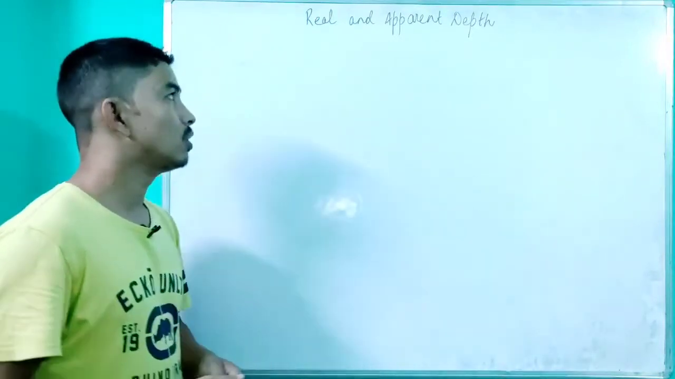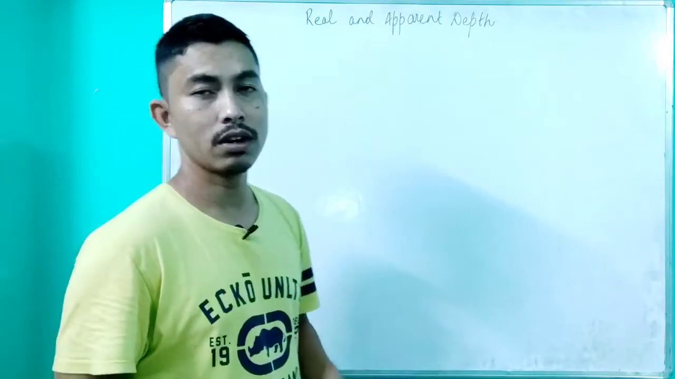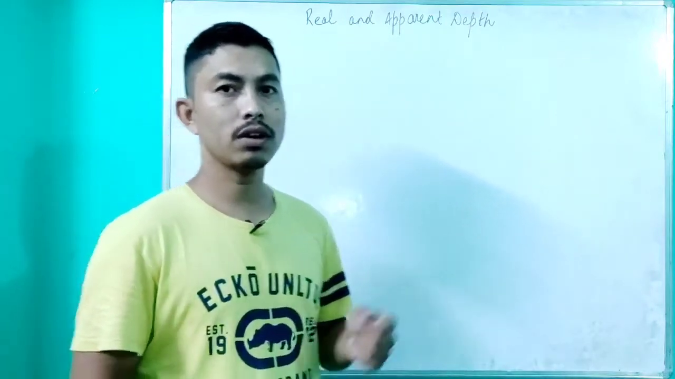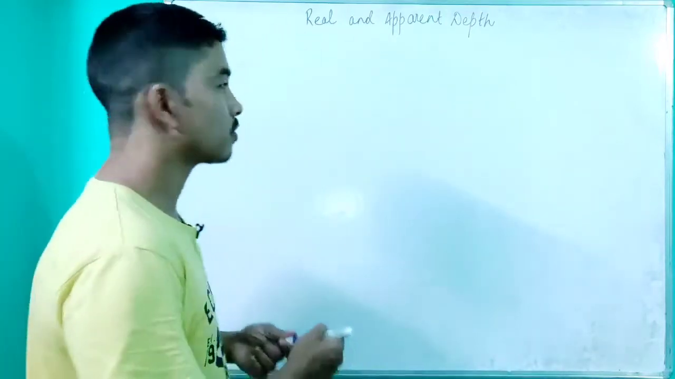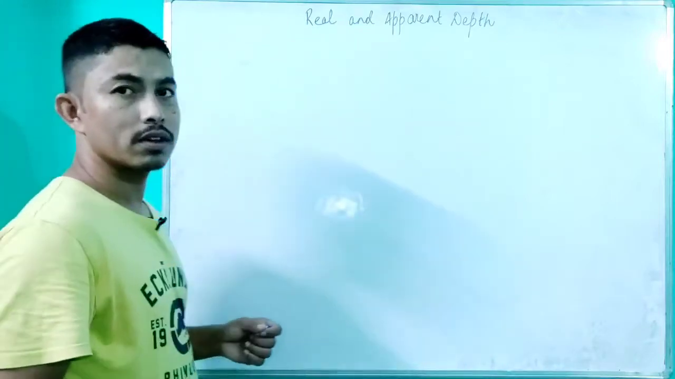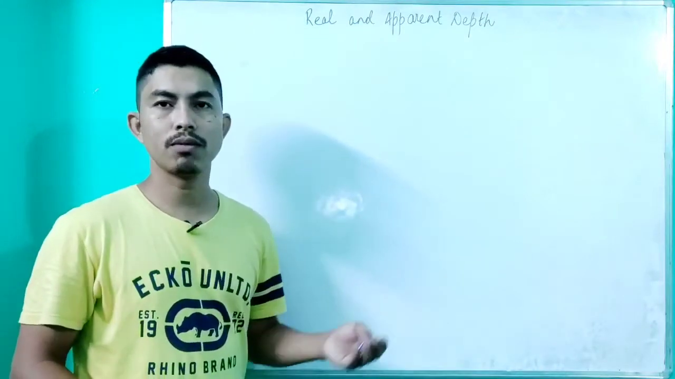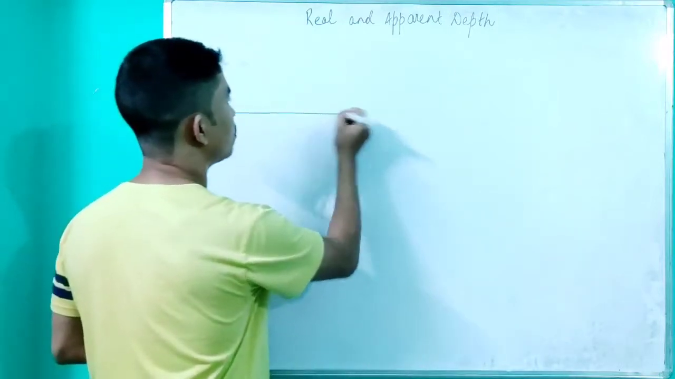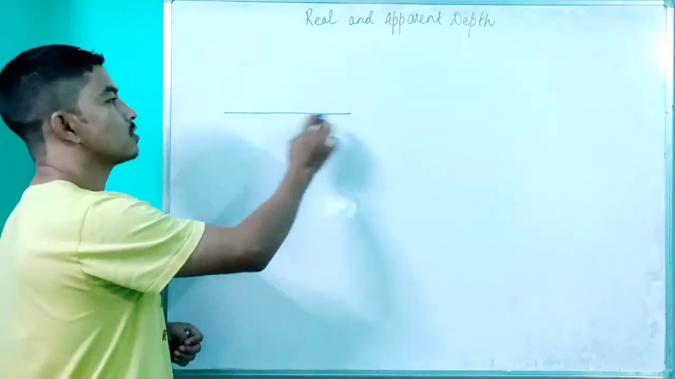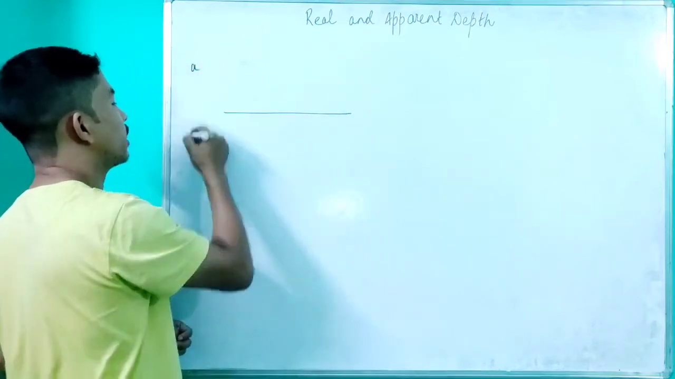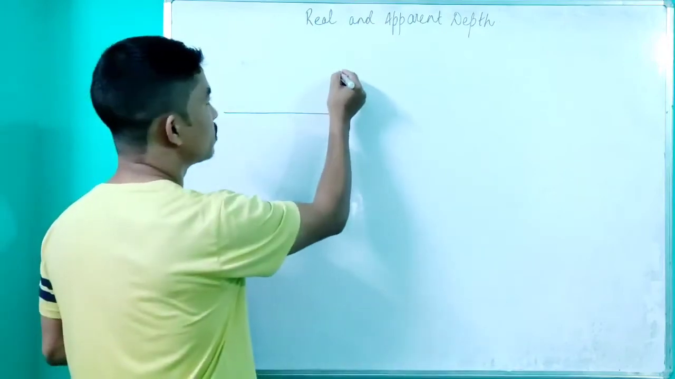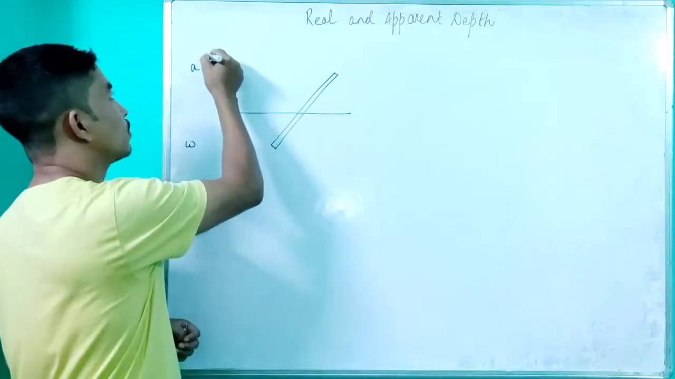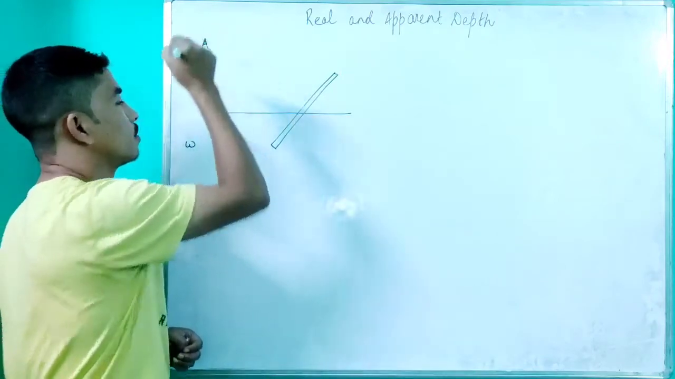So you will be asked to draw the bending of a stick in water or the rising of a coin when viewed under water. Let us try to draw the diagram. Why does the swimming pool or the river appear shallower than its real depth? I draw a line separating the two media. Let this be the air and let this be the water. This is the actual stick that is immersed in water. When you are viewing it from the point A, what happens?